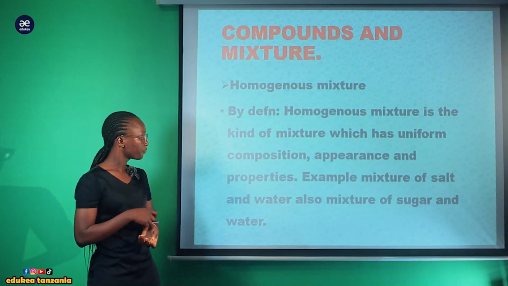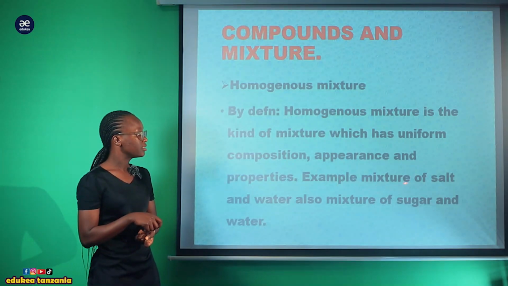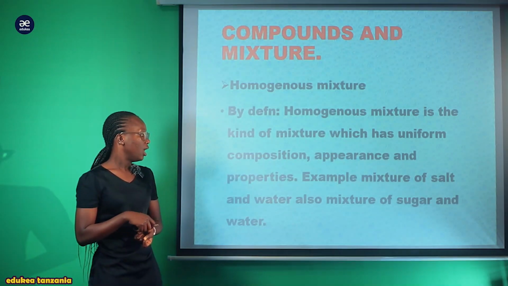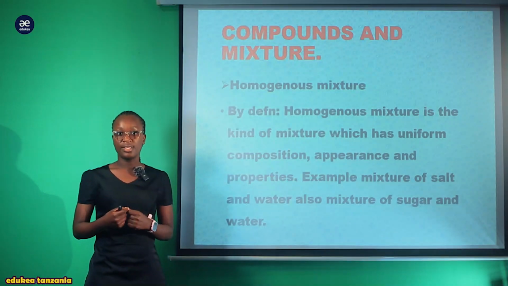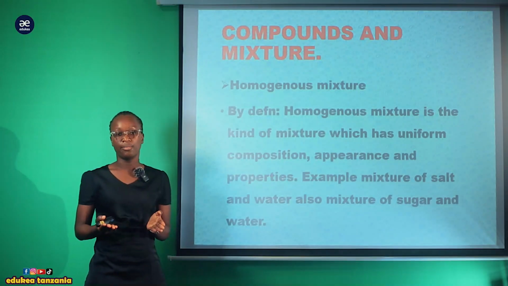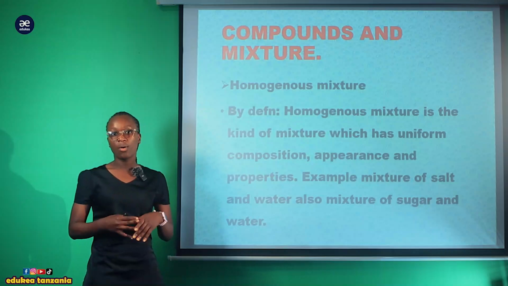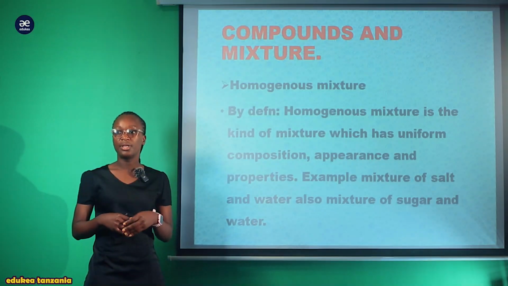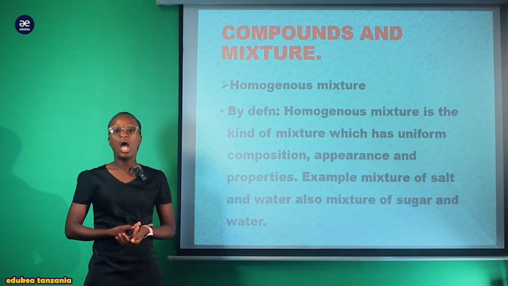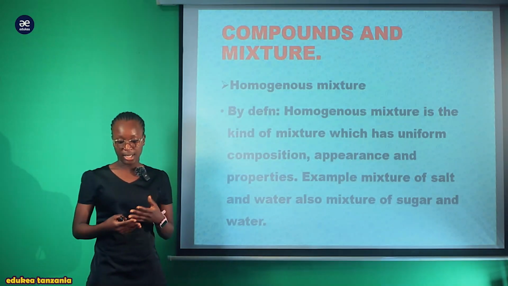For instance, a mixture of salt and water, also a mixture of sugar and water. Pale ambapo utachanganya chumvi na maji, actually your solution will be uniform. So huwezi ukaona kwamba kuna utofauti wa hiki na hiki. So it will be the same in appearance, in composition, and also in the properties.